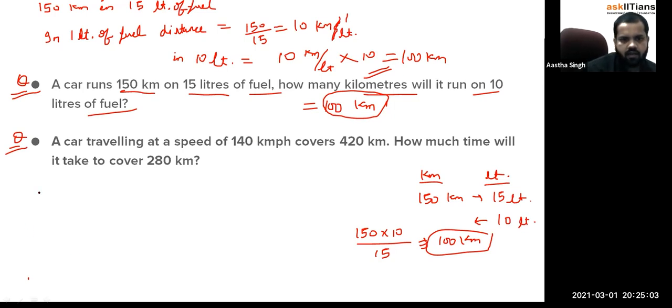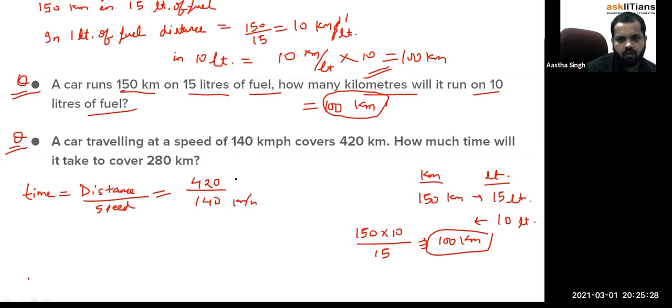So let us find out first the time. Time is distance divided by speed. The car travels at a speed of 140 kilometers per hour, and the distance is 420 kilometers. So time will be 3 hours.